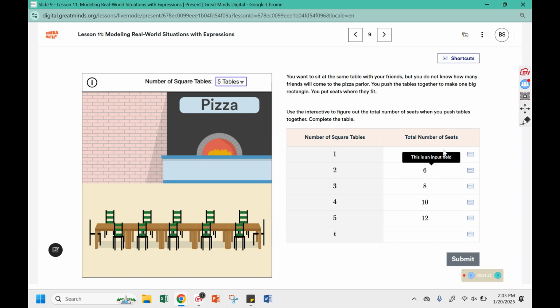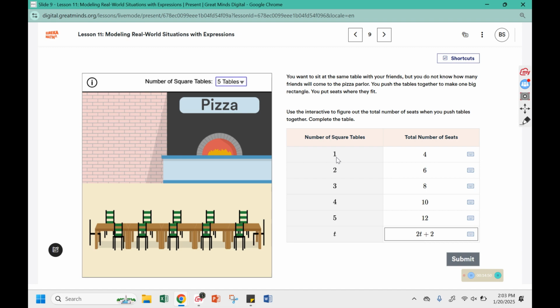Now I see that each time they're increasing by 2. So I'm going to say 2t because it's going up by 2 for every time we increase the number of tables. But if I just did 5 times 2, that would give me 10, not 12. And if I did 3 times 2, that would give me 6, but not 8. So I need to add 2 to get these values.